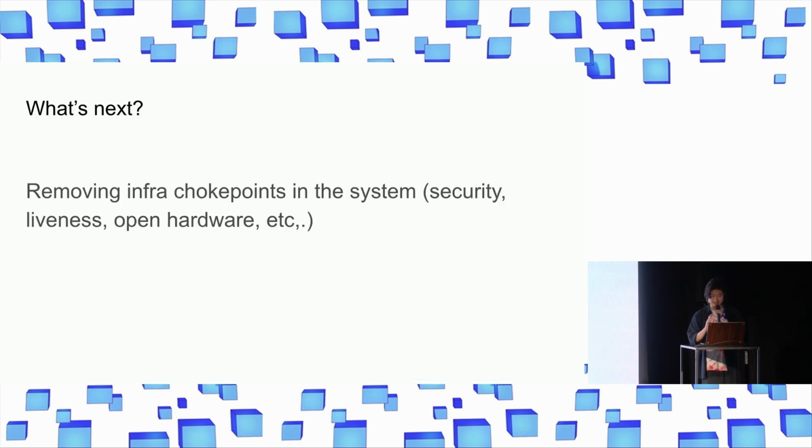And okay, so what's next? Aside from apps, we still have to remove infra choke points in the system, like security, liveness, and open hardware, which leads to the next panel.